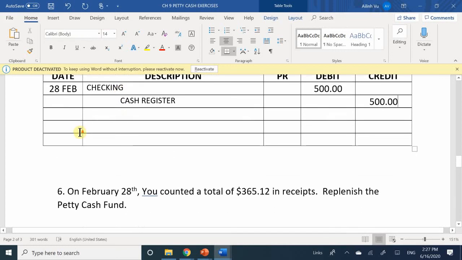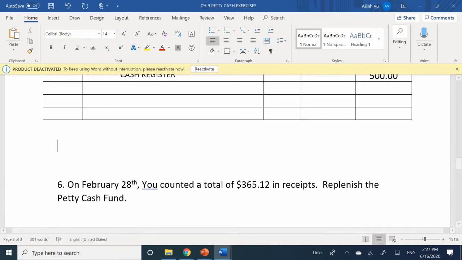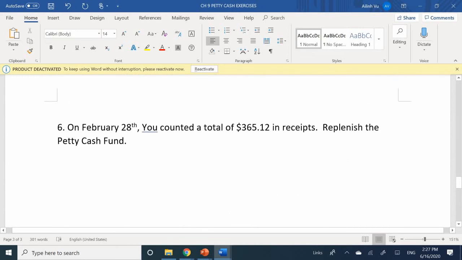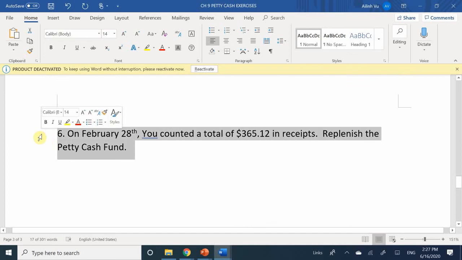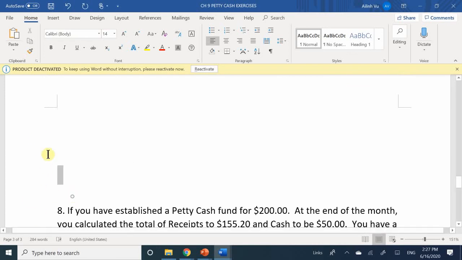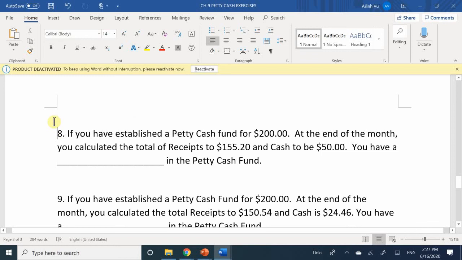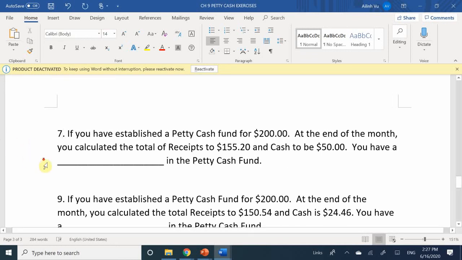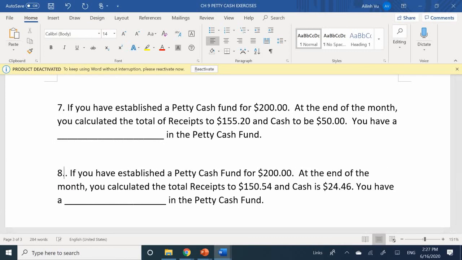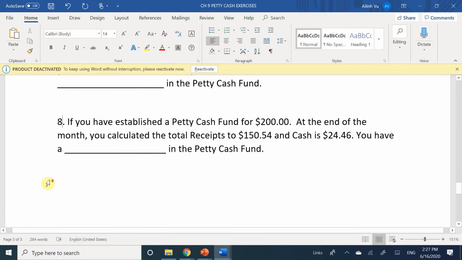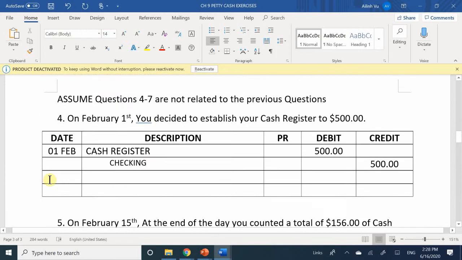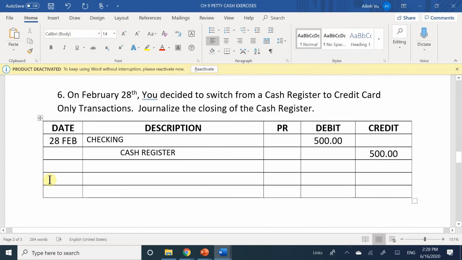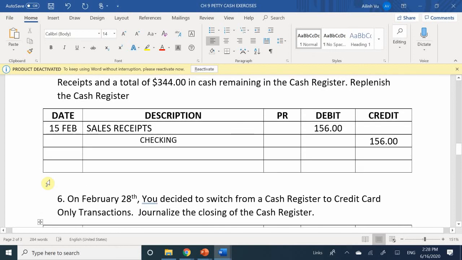All right. Any questions on petty cash fund, or in this example, the cash register? No, I can't think of any. Okay, so now this is going to be 8 questions long. Okay, so yes. Does this make sense? Yeah. Okay.